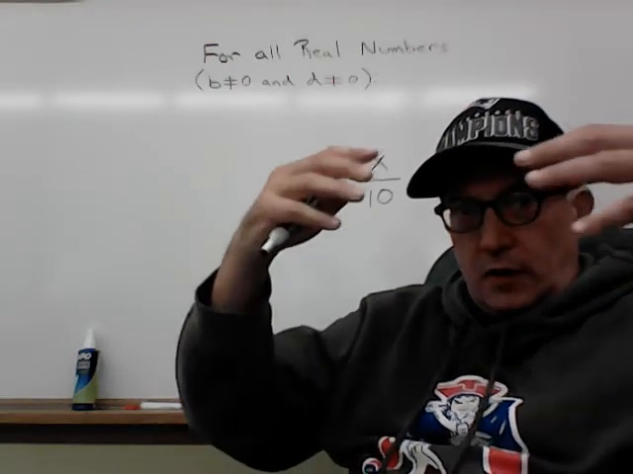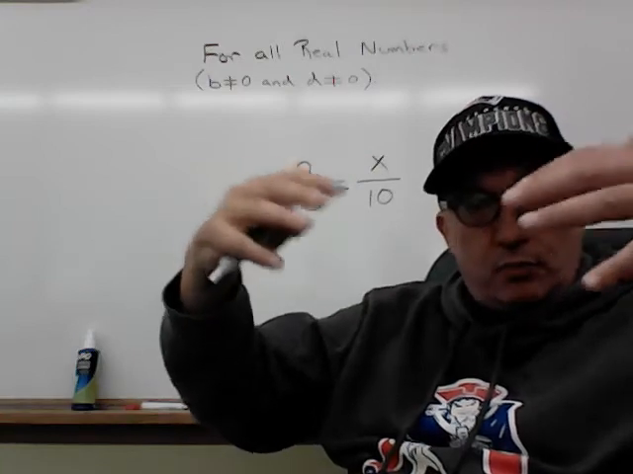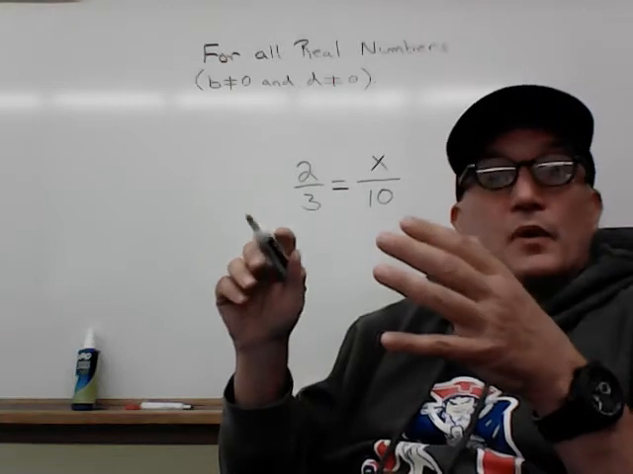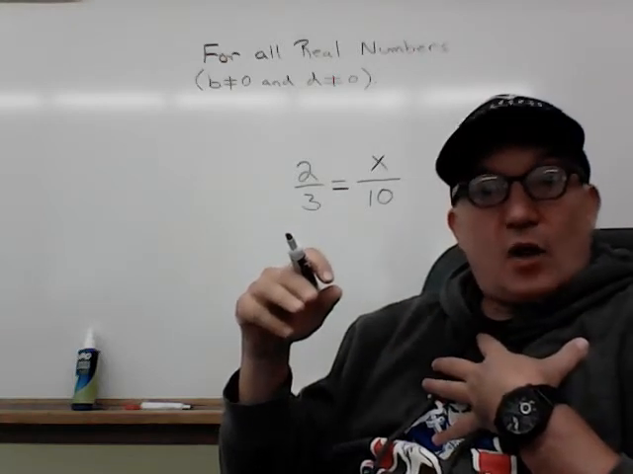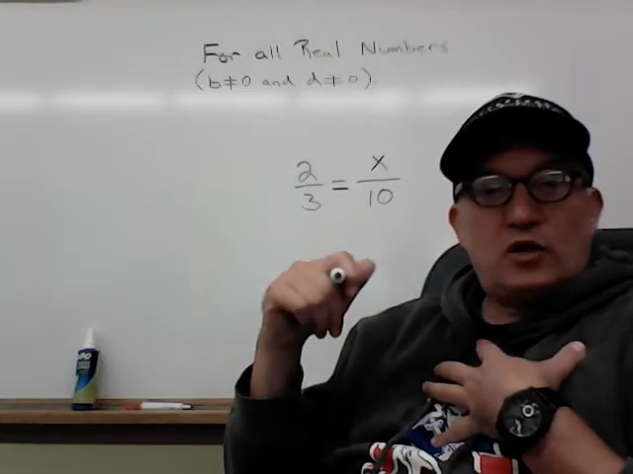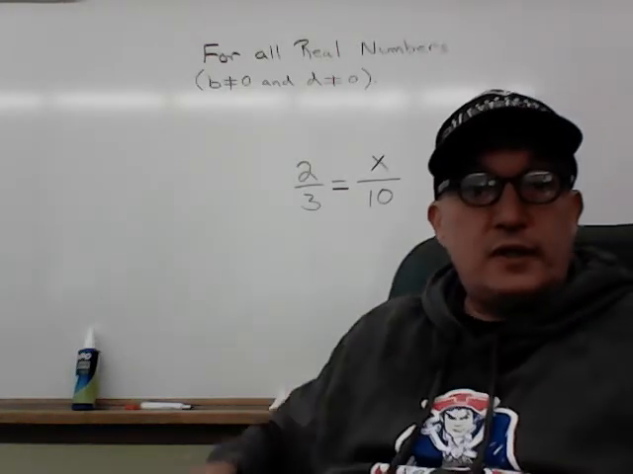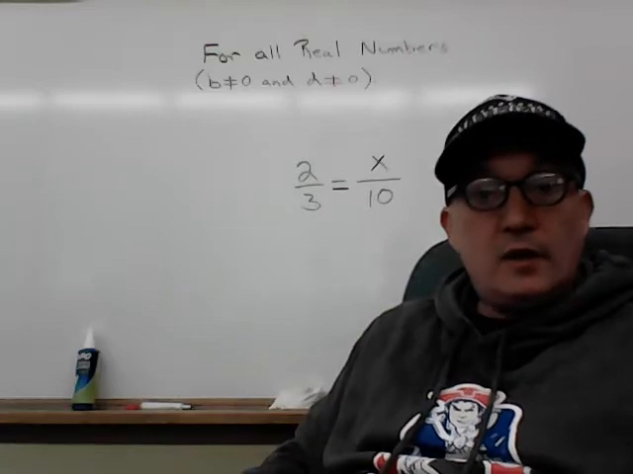Now, I'm going to solve this problem 2 ways, and then I'm going to circle back to the definition of the proportion that I gave you with the letters. All right. First thing I'm going to do here is to take my own advice and automatically rewrite this equation as 3x equals 20.